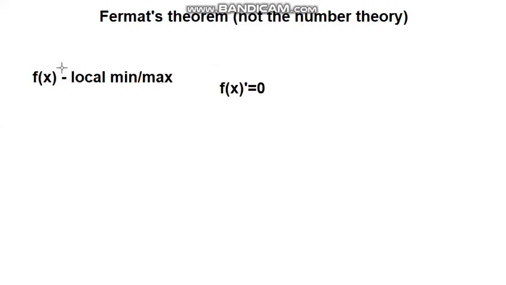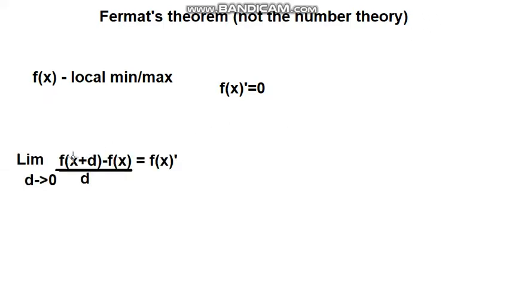Suppose a function is differentiable and at point x it has a local minimum or maximum, and then its derivative at this point equals 0. Seems like it's workable, but let's prove it. To do that, let's remember the definition of the derivative. It's the limit of f(x plus d) minus f(x) over d. Note that the sign of d we don't know. Bigger than 0, less than 0, we don't know. It just goes to 0.